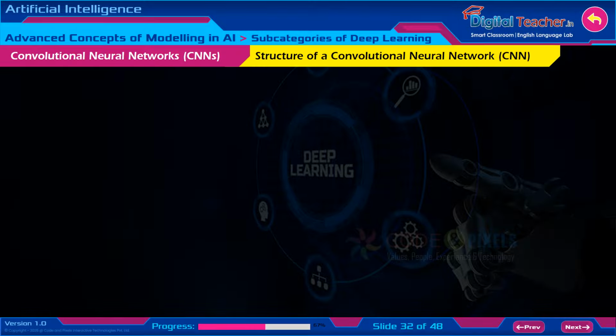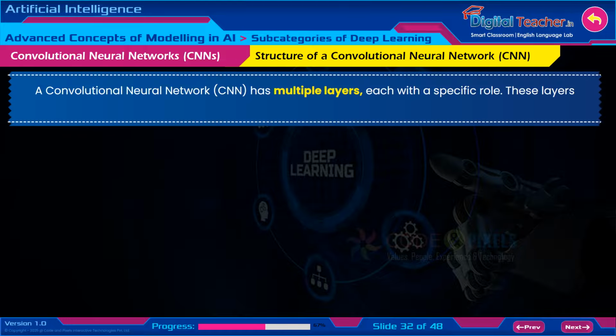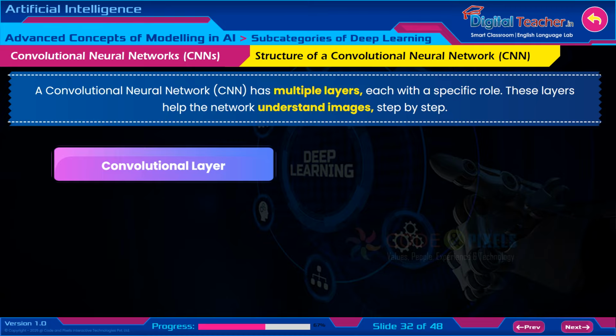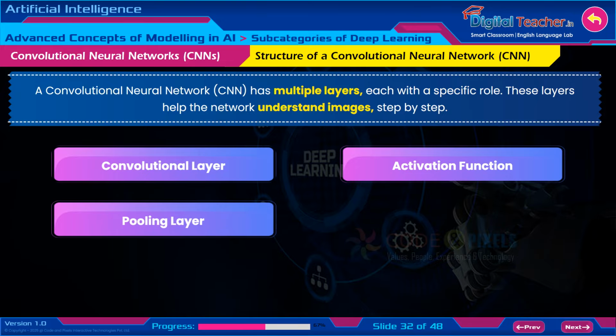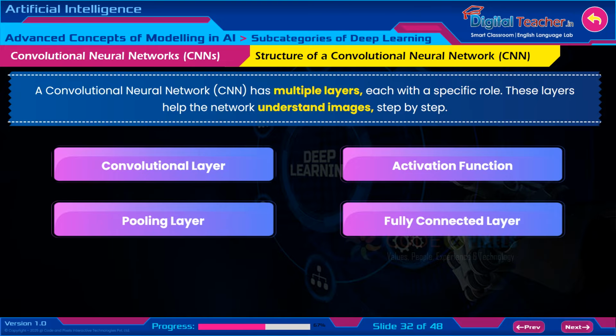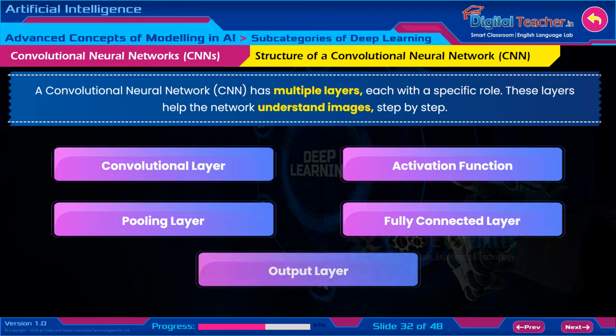Structure of a convolutional neural network. A convolutional neural network has multiple layers, each with a specific role. These layers help the network understand images, step by step. Convolutional layer. Activation function. Pooling layer. Fully connected layer. Output layer.